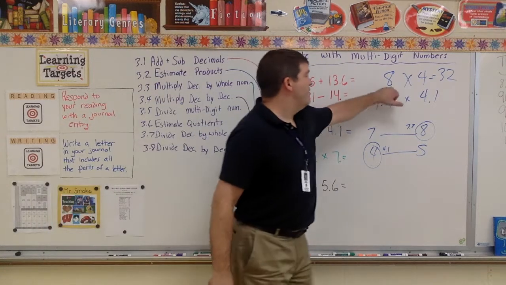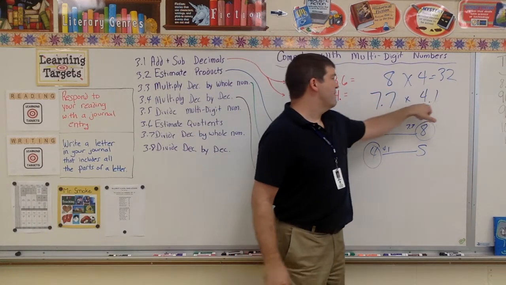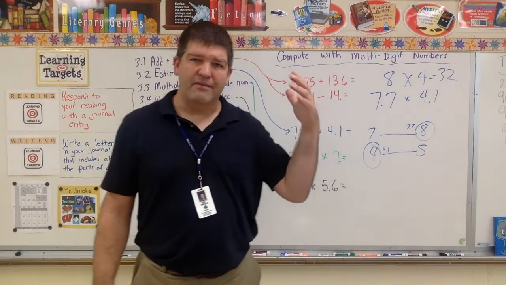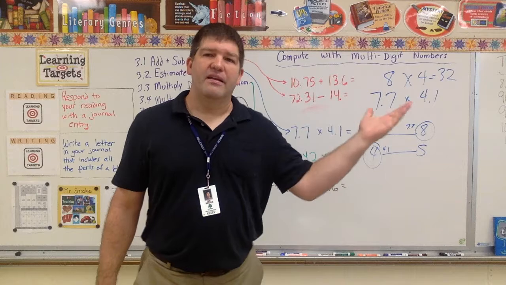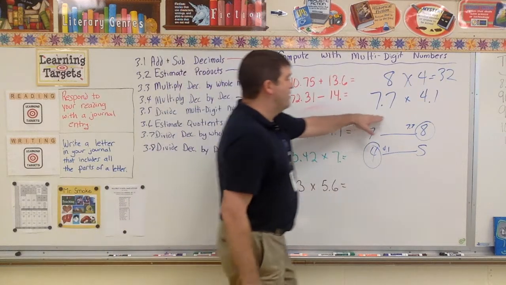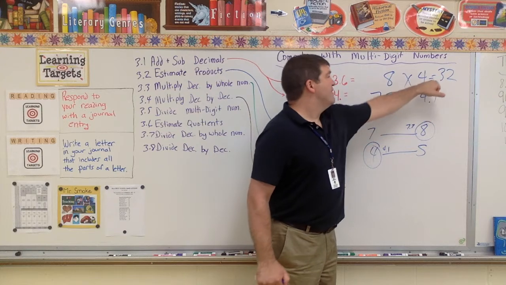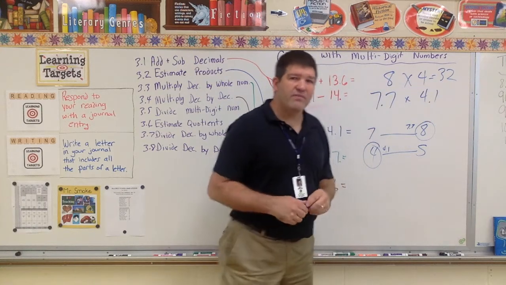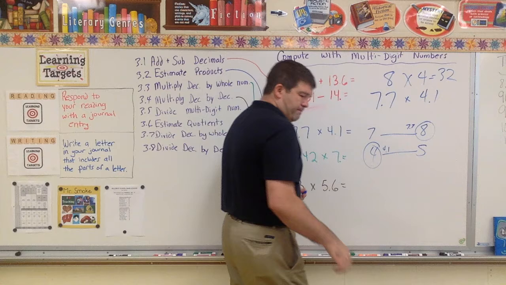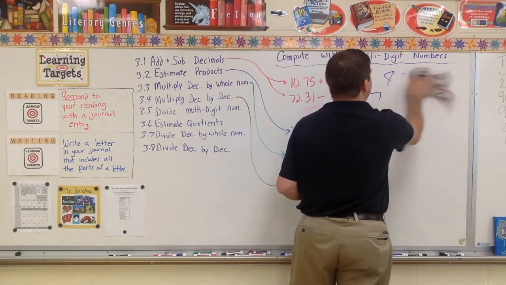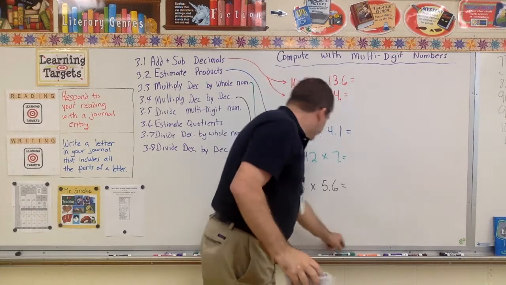It's not exact because I estimated, but I got numbers that were pretty close. It's easier for me to do 8 times 4 than it is to do 7.7 times 4.1 in my head. I can do that 8 times 4 in my head. It's a fact, and then I can get an estimate. So then when I actually do this the real way, 7.7 times 4.1, I can see, am I pretty close? Yeah. Okay. All right, so that's estimating products.